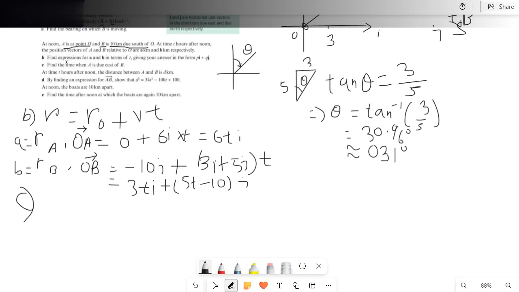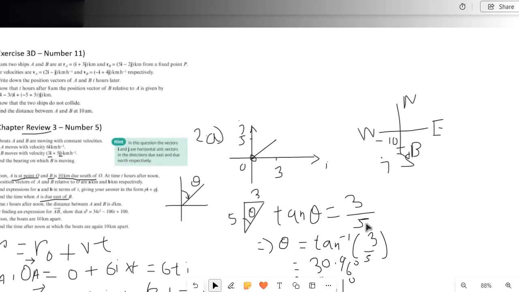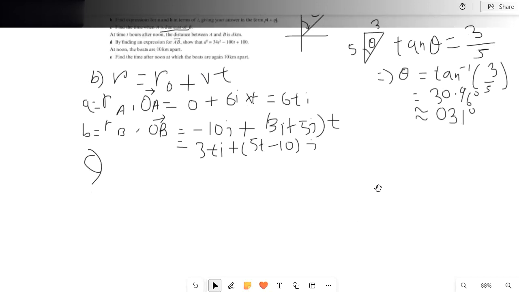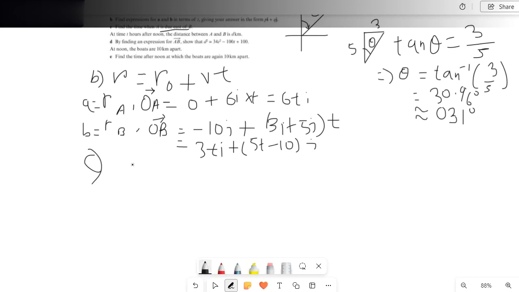So for part C, we have to find the time when A is due east of B. If you remember previously, we know that north is here, east is on the right, west is on the left, and south is at the bottom. So as A is due east of B, if we plotted both of the positions, we would have B here and A here, meaning that A is due east of B. So we can say that the j component of the vector AB should be 0, because here we can see that there is only an i component but no j component.